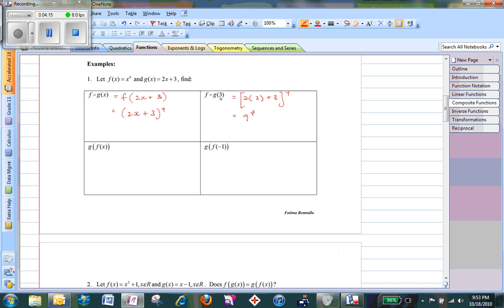That's not a problem. The next question says g of f of x, which means g at x to the 4. That's f of x. So wherever I see an x in the g equation, I'm going to sub in x to the 4, which is 2 x to the 4 plus 3. Pretty easy. Now I want g at f at negative 1. Now that I have g of f of x, I can sub in negative 1. So that's 2 times (negative 1) to the 4 plus 3, which is 2 plus 3, which is 5.